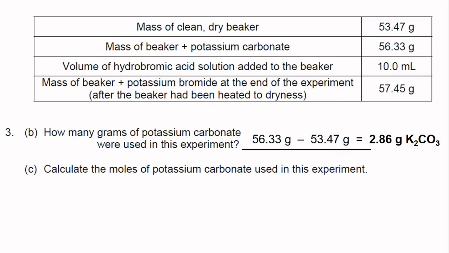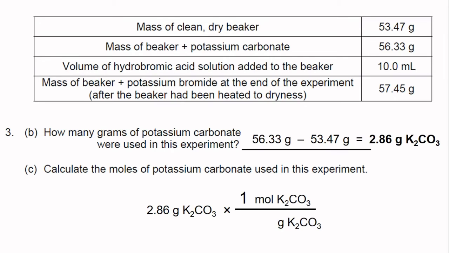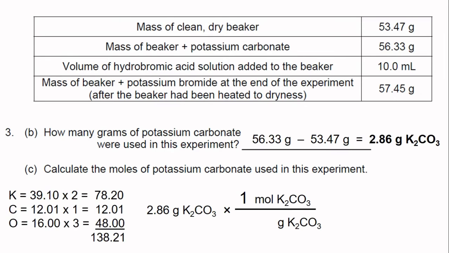If we look on the periodic table, we can figure out how many grams there are in 1 mole of K2CO3, potassium carbonate. We'll start with 2.86 grams, put grams of potassium carbonate on the bottom, and then 1 mole of potassium carbonate on top. And according to the information from the periodic table, there are 138.21 grams of potassium carbonate in 1 mole. Since our answer will come out in terms of moles, 0.020693 moles, let's round that off to the proper number of significant figures.